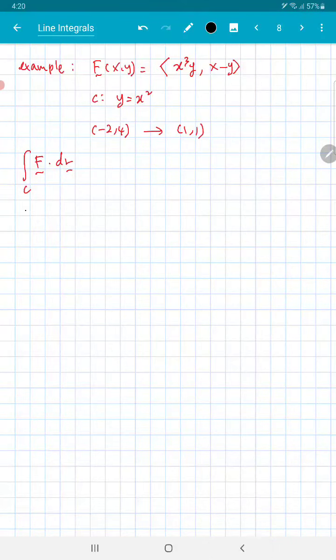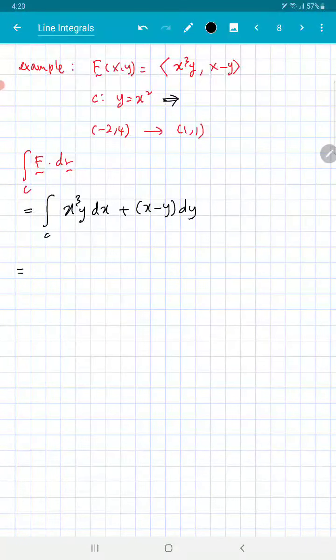So from the notes, F dot dr is going to be a line integral in a scalar field where P(x,y) is our x component of our vector field F. So that is going to be x cubed y dx plus (x minus y) dy along curve C. Now, since our curve is given as y as a function of x, we need to change everything in terms of x. So from here, if y is x squared, then dy is going to be equal to 2x dx.